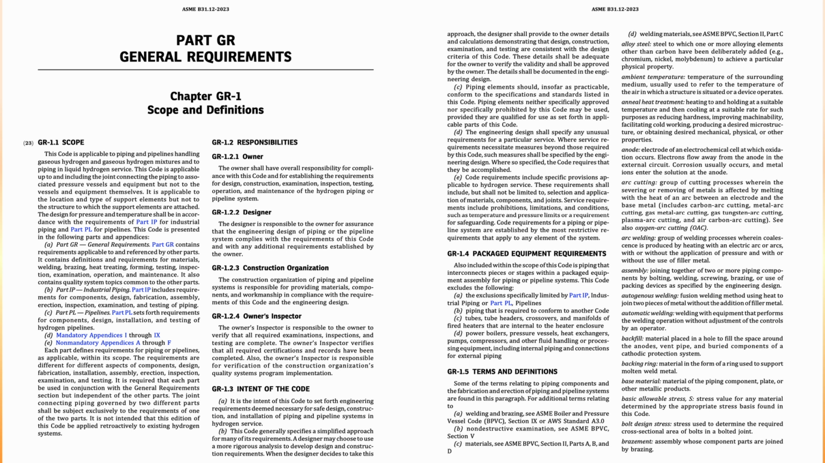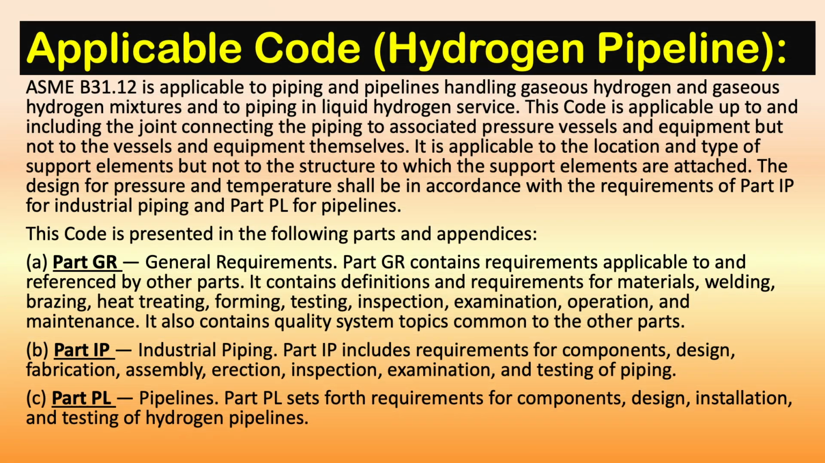This code is presented in the following parts and appendices. A. Part GR, which is general requirements. Part GR contains requirements applicable to and referenced by other parts. It contains definitions and requirements for materials, welding, brazing, heat treating, forming, testing, inspection, examination, operation and maintenance. It also contains quality system topics common to the other parts.